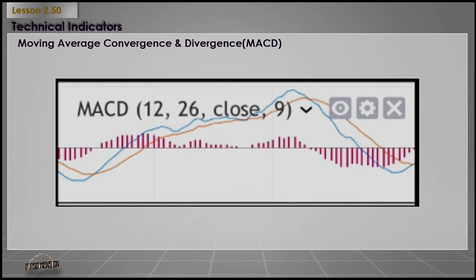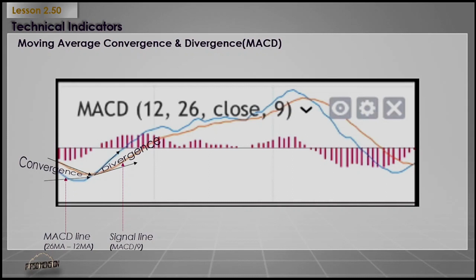The blue line represents the MACD line. It is calculated by subtracting the past 26 periods moving average from the past 12 periods moving average. That is why it is stated 12, 26. The orange line is called the signal line. It is calculated by taking the moving average of the MACD line over the past 9 periods. This is how the MACD line and the signal line converge and diverge.